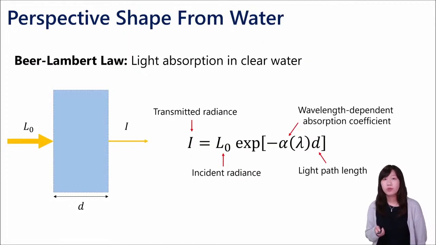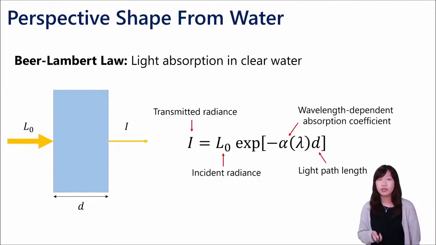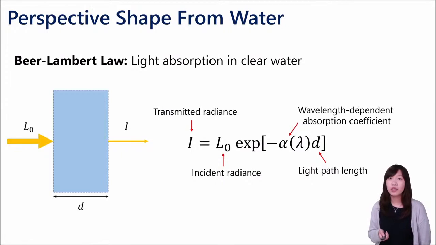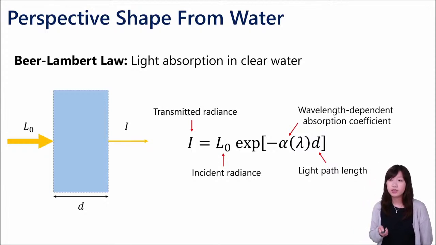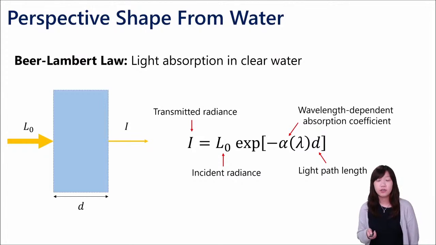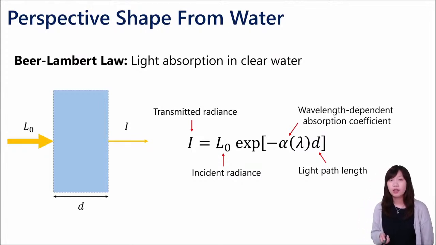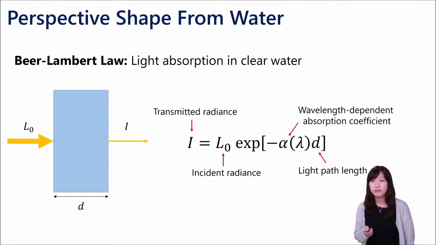In our work, we take advantage of path length-dependent absorption of near-infrared light. Light absorption in clear water can be modeled with the Beer-Lambert law as a relation between transmitted radiance and incident radiance, where incident radiance exponentially decays as a function of light travel distance. Here, alpha is the wavelength-dependent absorption coefficient.